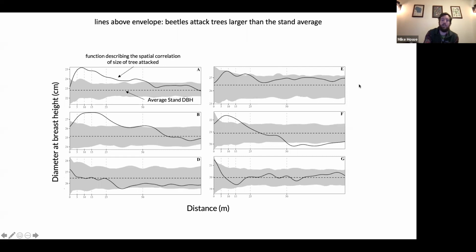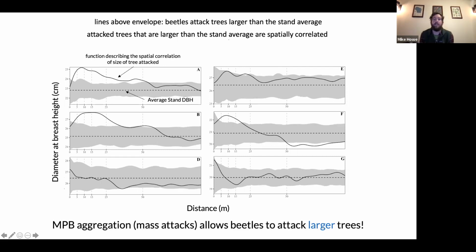So the reason that this is interesting is we can use it to see that attacked trees that are larger than the stand average are spatially correlated in panels A, B, and F. And the distance that they're correlated is around 5 to 15 meters, which happens to be about the same as the effective distance of mountain pine beetles' aggregation pheromones. So really what we think we're seeing here is that mountain pine beetle aggregation is facilitating beetles' ability to attack larger trees, which is pretty cool.